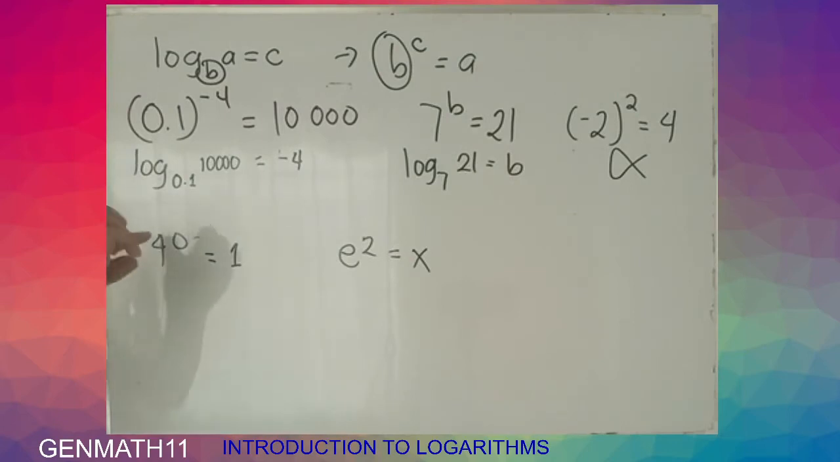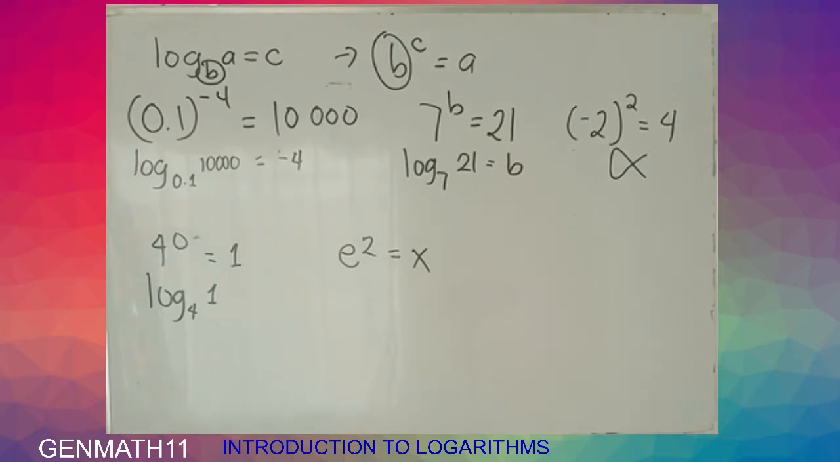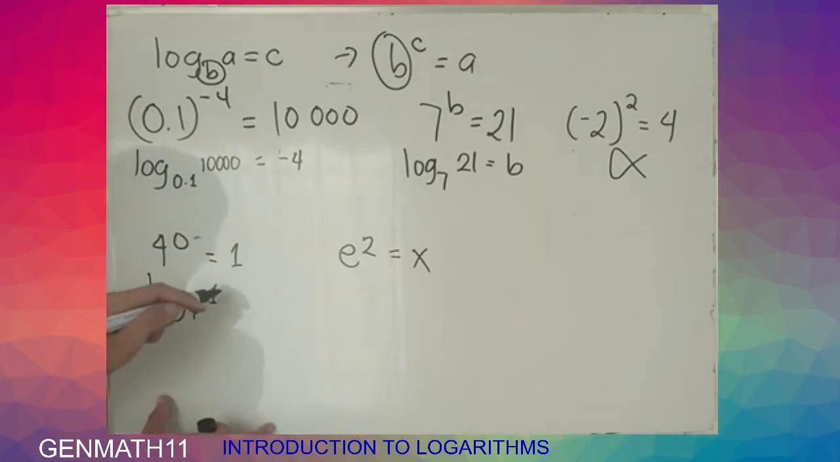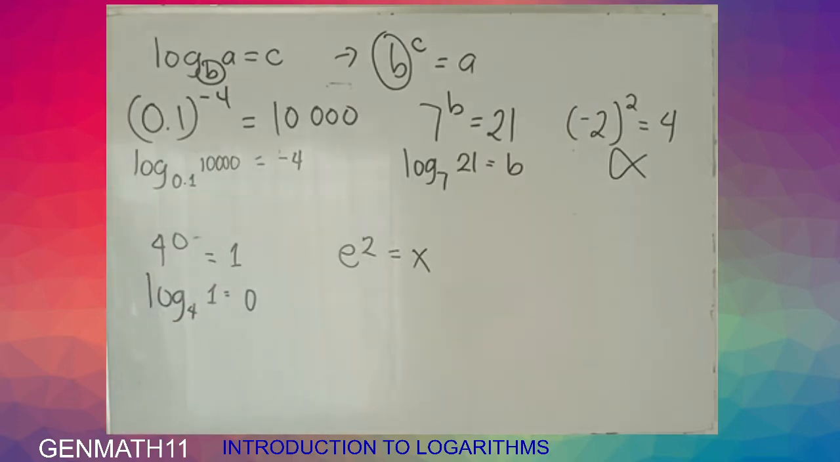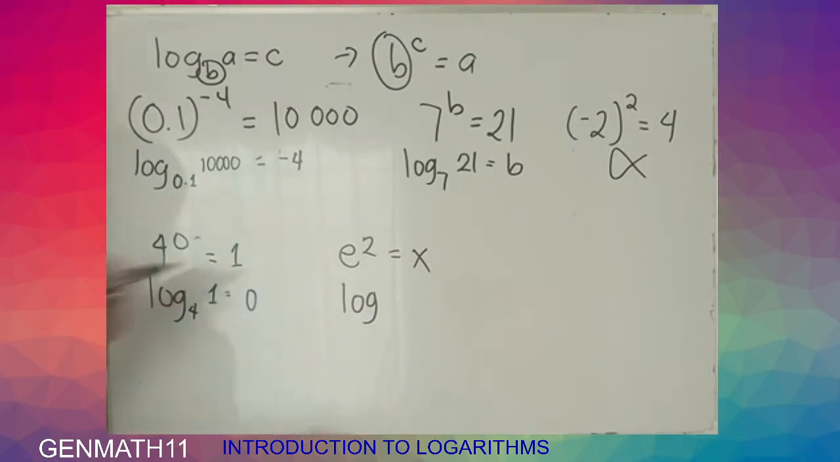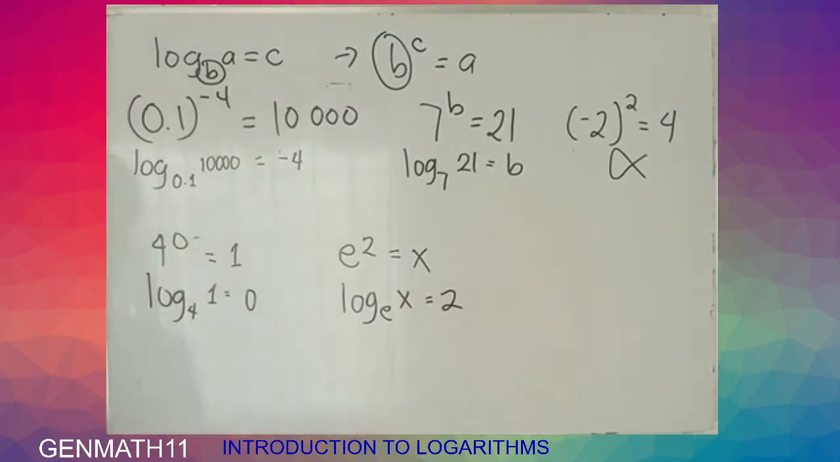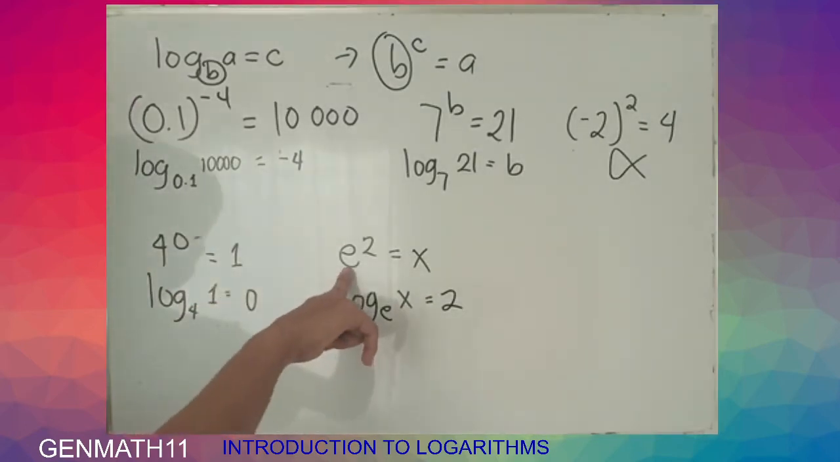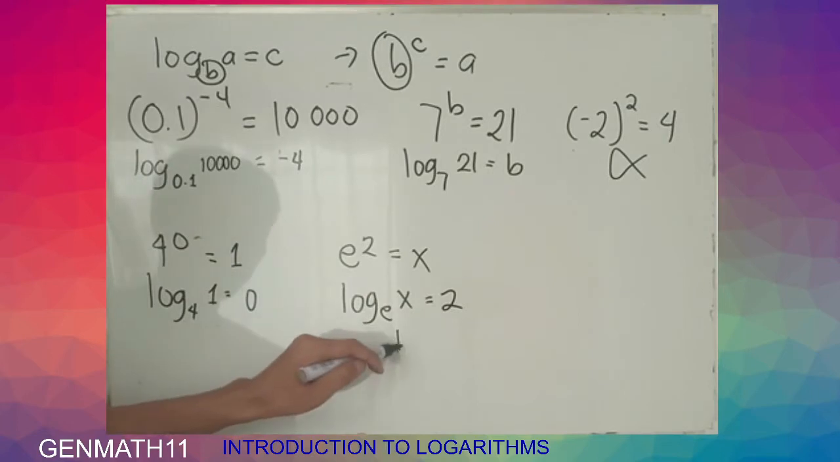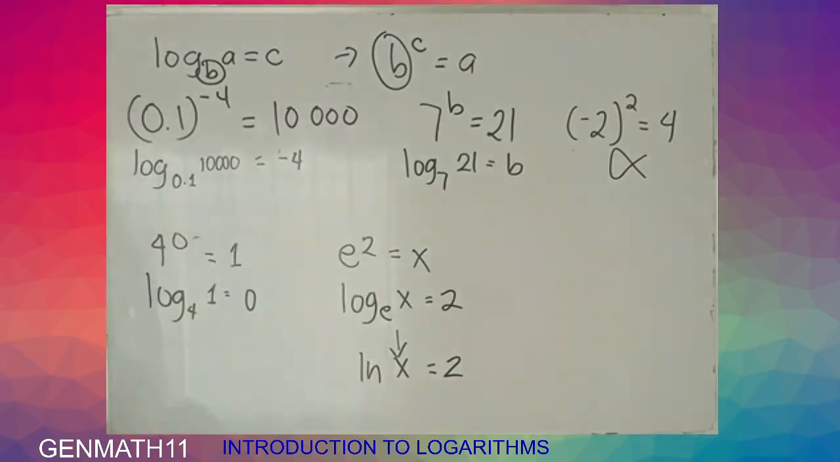Next, 4 raised to 0 is equals to 1 natin. Okay? Log, yung base natin is 4. So, log 1 to the base of 4 equals 0. Okay? Next, log. Then, ang base natin e. Then, x equals 2. Okay? So, ano nga ang e? It is Euler's number. So, magiging ln x equals 2.